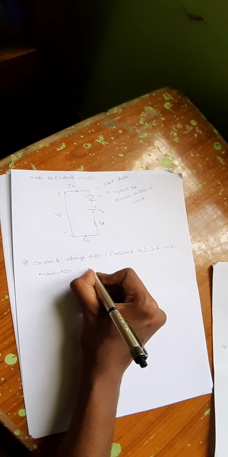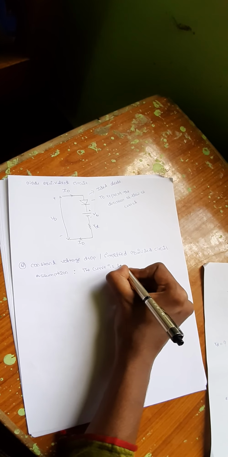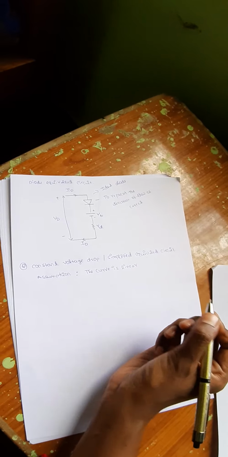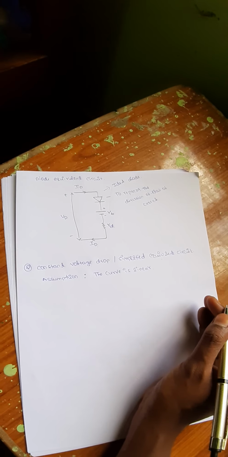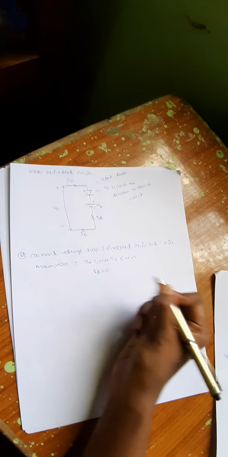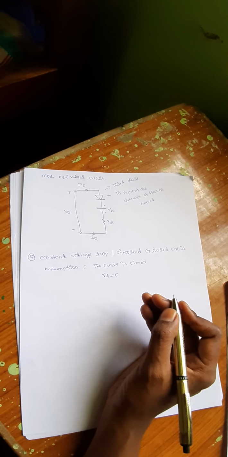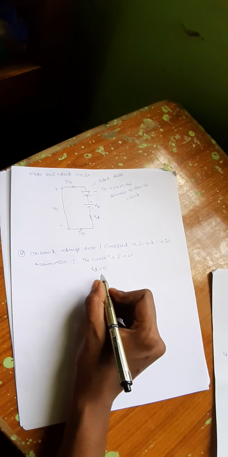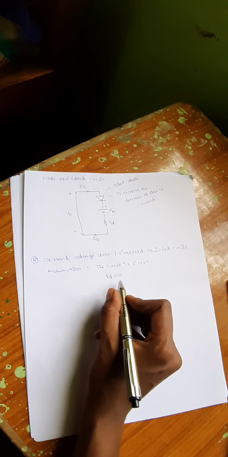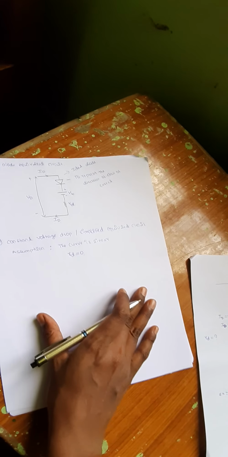First one, the curve is linear. The assumption is that the curve is linear, but there is some nonlinearity present in the curve. And the second one is that RD is equal to 0. So the resistance across the diode is very small, a very negligible amount. Here we consider RD equal to 0. We neglect the value of that, assuming that the diode does not have any resistance. Okay, now we go for the characteristics of the diode.